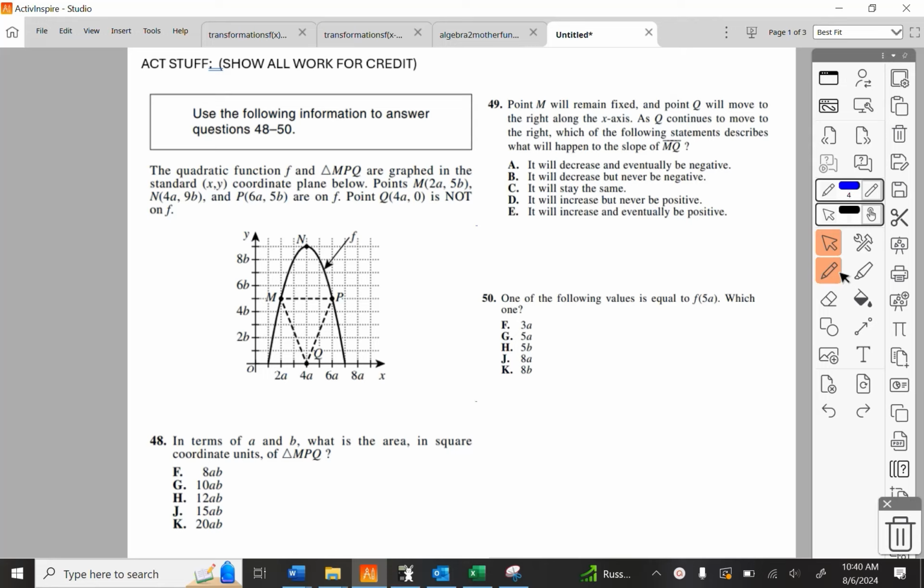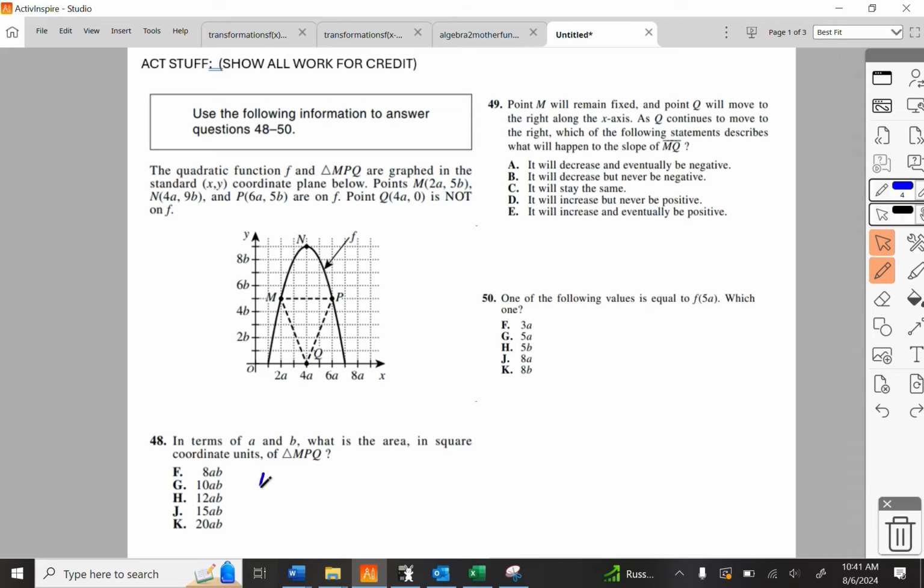What do we have here? Ooh, we have a graph. Quadratic function f and triangle MPQ are graphed in a standard xy-coordinate plane below. Point M has coordinates (2a, 5b), point N is at (4a, 9b), and point P is at (6a, 5b). All are on function f. Function f is the stuff that's actually drawn out. Point Q is not on f. In terms of a and b, what is the area in square coordinate units of triangle MPQ?